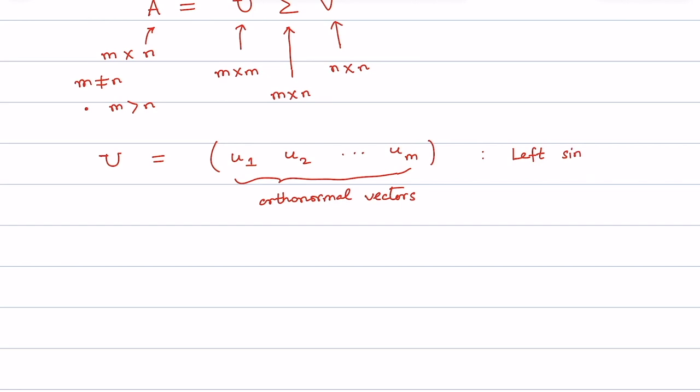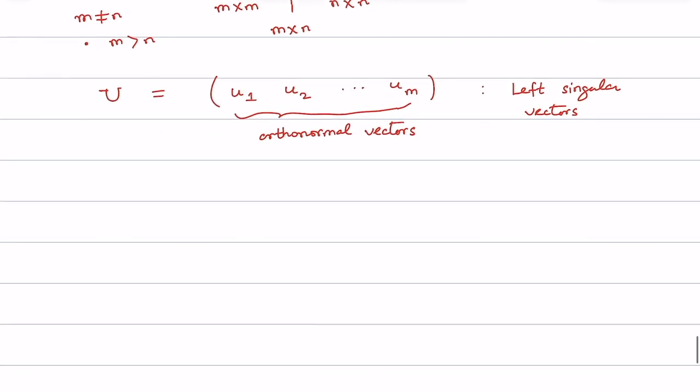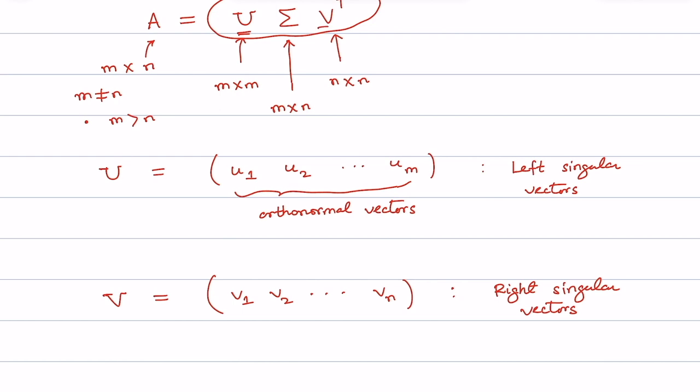They are called left singular vectors because this capital U matrix is situated at the left side of the whole expression here, right? And this capital V is also of a similar type. It's a square matrix with orthonormal vectors V1, V2 up to Vn. These are called right singular vectors for the same reason, because they are situated at the right of this expression, as you can see.